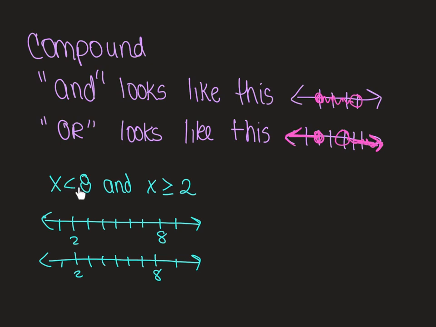If x is less than 8 and greater than or equal to 2. So our answer has to be both of these, has to be this one and this one. Less than 8 is open dot, color left. Greater than or equal to 2 is closed dot, color right. So if we want it to be both of these, it has to be where they overlap each other. Then that means between 2 and 8, including 2 but not including 8.